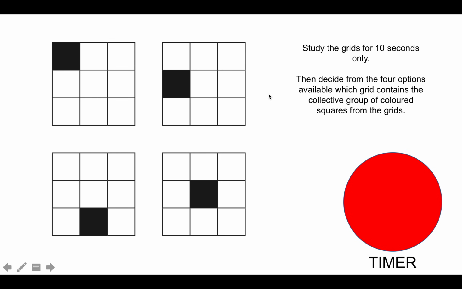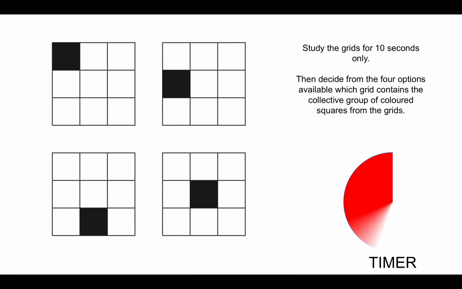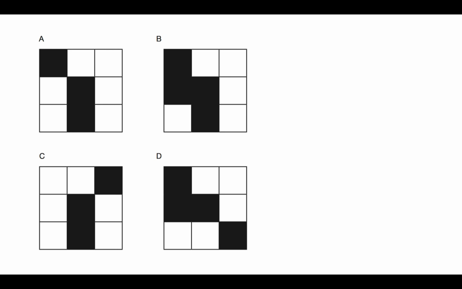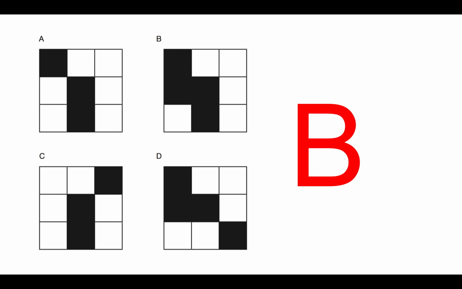I'm now going to give you 10 seconds to study this, and I'm then going to give you 4 options. The timer's on the right, and you'll see that go down. I'll be quiet for the 10 seconds so you can study it, and then I'll give you the 4 options to decide which makes up the collective group of coloured squares. Okay, so now, which is the correct answer? The correct answer is B.